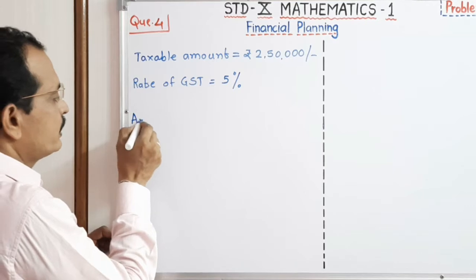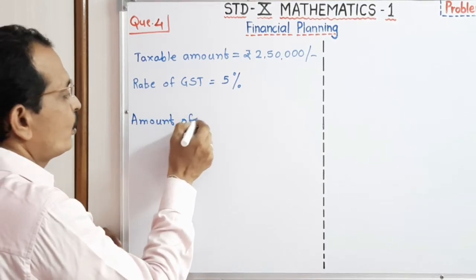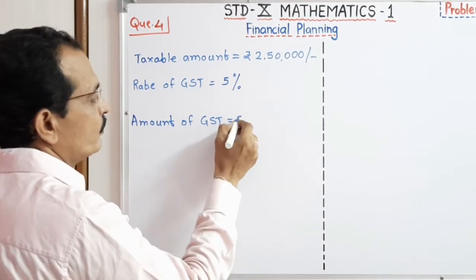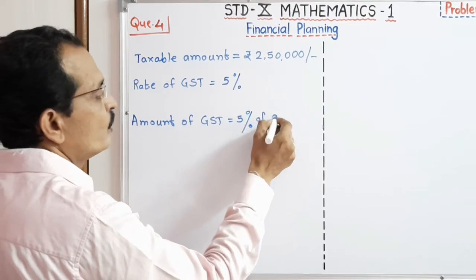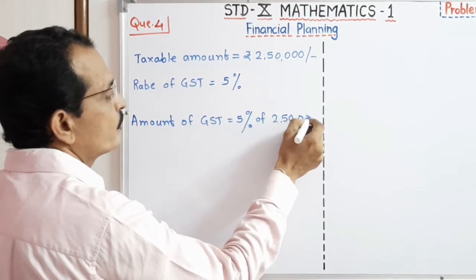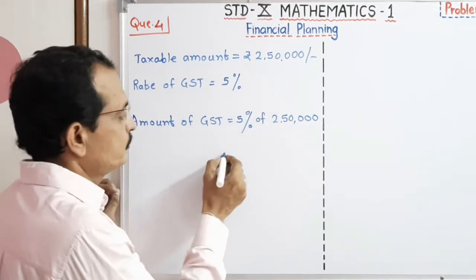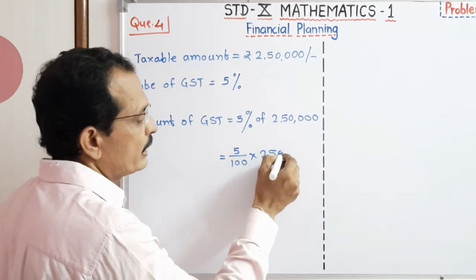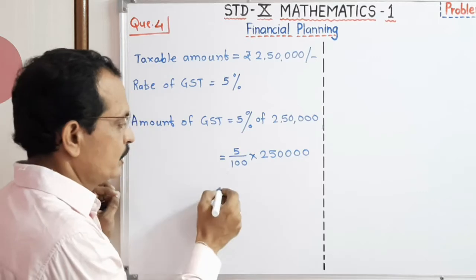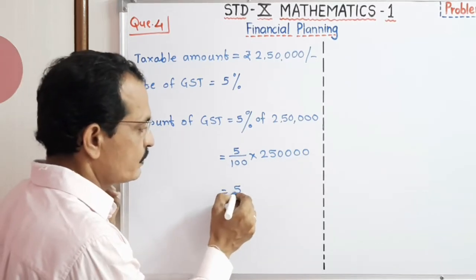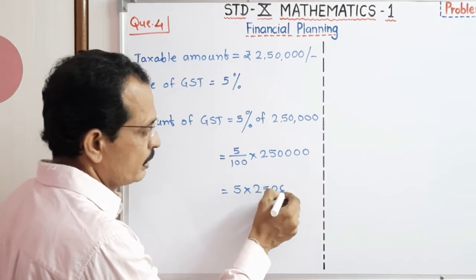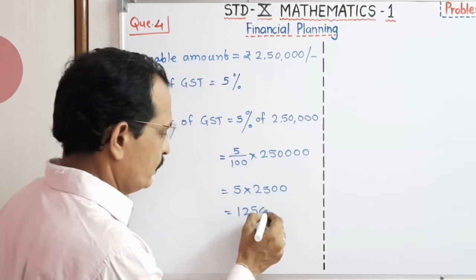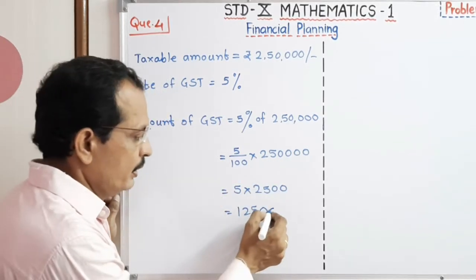Therefore, directly we have to write amount of GST is equal to 5% of 2,50,000. Now see here, 5%, that is 5 upon 100 into 2,50,000. Now these two zeros get cancelled. It is 5 into 2500. Now 125 here.